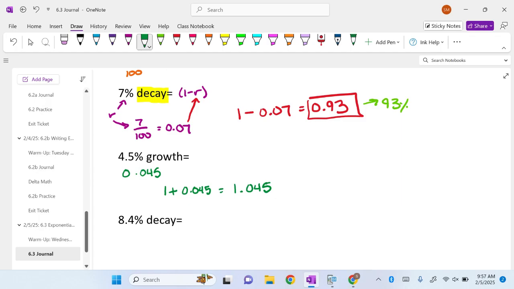These are very quick. I only want you to give me the decimal. You don't have to convert it back to a percent. You can if you want to, but I really only want the b value, or the number in the decimal.